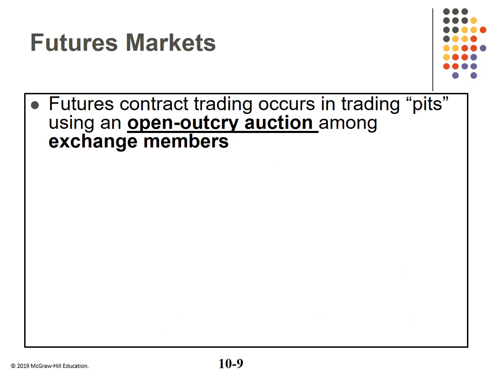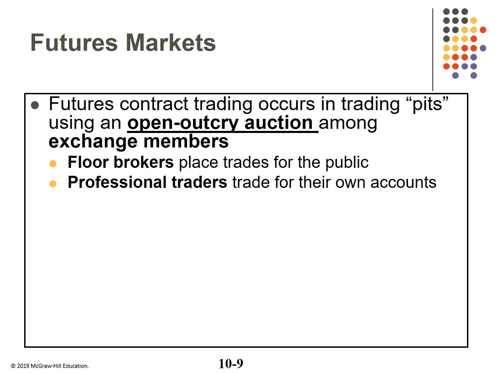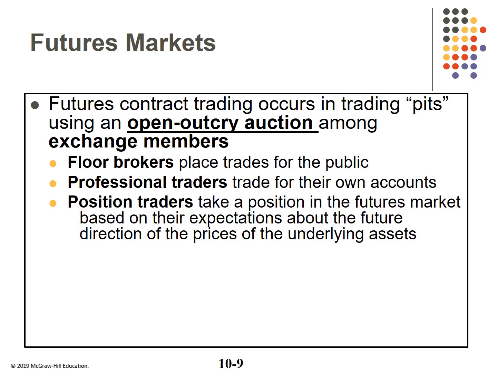Futures contracts have traditionally been traded via open outcry, and we'll see a picture of a trading floor on a coming slide. There's several different categories of traders on the floor. Floor brokers execute trades for the public. Professional traders are trading for their own account, meaning this is their job. This is how they make a living. Position traders literally take a position based on their expectations about future price moves.